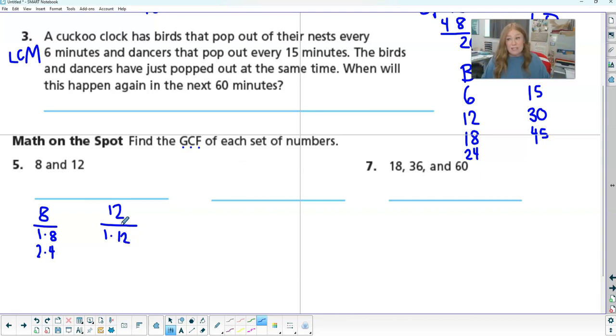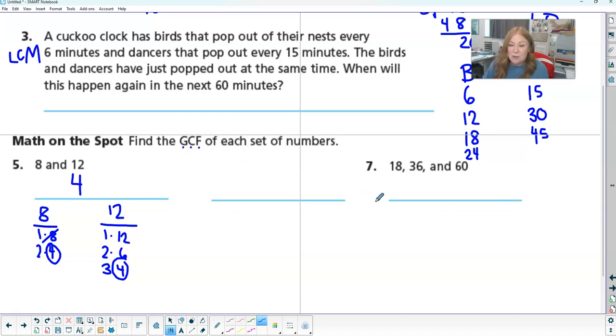So you can't just have an answer. I've got to see the work. 2 times 6. 3 times 4. Then we already have 4. So now I'm just looking for the biggest number that they both have. They do not both have 8, but they do both have 4. So the biggest number that can go into 8 and 12 is 4.